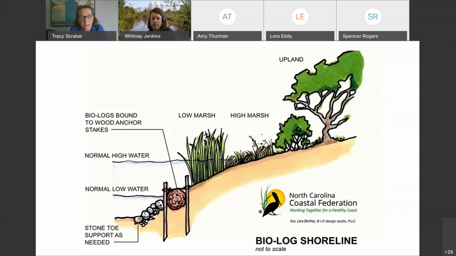And in some cases, moving into the more moderate energy regime, I've seen some nice projects where they actually apply a little bit of stone at the toe of that. Again, it's holding that biolog outer edge in place where you might have a little more scour potential, but still not increasing the cost and the amount of stone that's needed. You can do the same thing with oyster bags, and I've seen that as well. We'll talk about that.